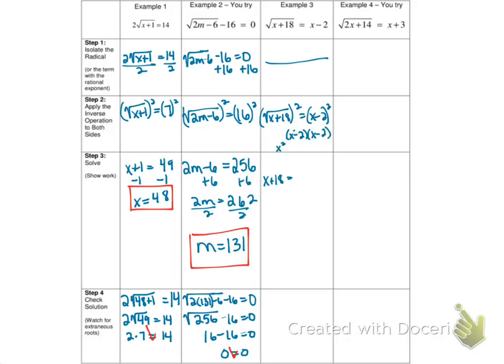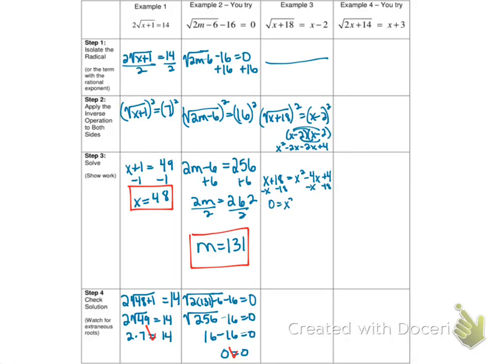4 times. So x squared minus 2x plus 4. Okay, so when I do that, I get the x squared minus 4x minus 4. So I'm going to move those both over to the other side, and I end up with a quadratic.